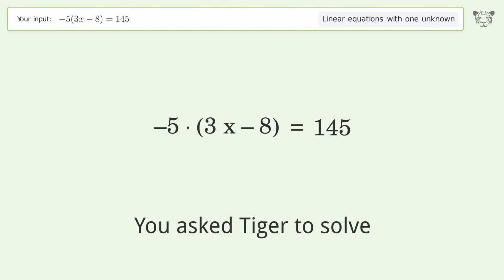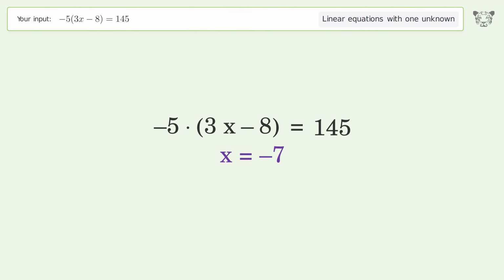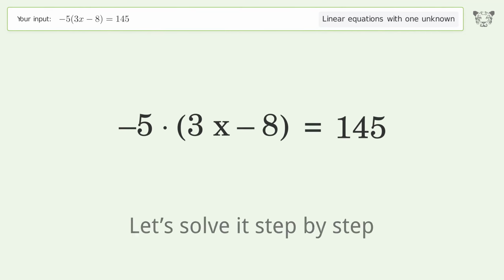You asked Tiger to solve this. This deals with linear equations with one unknown. The final result is x equals -7. Let's solve it step by step.